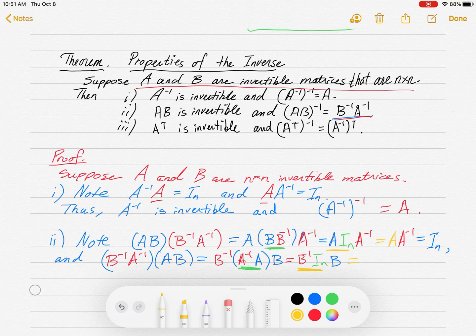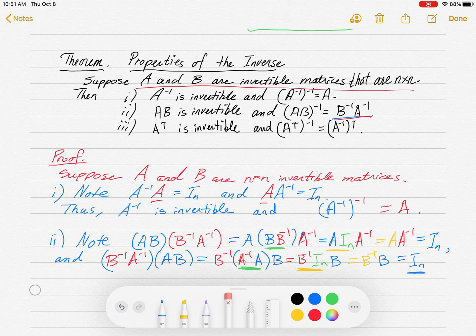This right here, A inverse A, is the identity. And we got a B on the end. Okay, so then we're going to take B inverse times the identity. That's going to give me B inverse. Then we have a B on the end. What's B inverse times B? That's going to give me the identity.